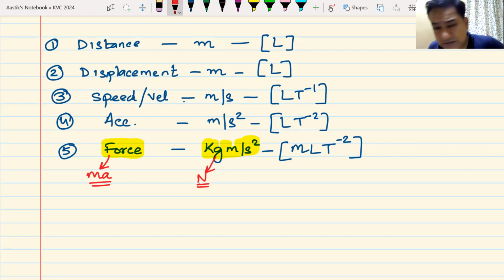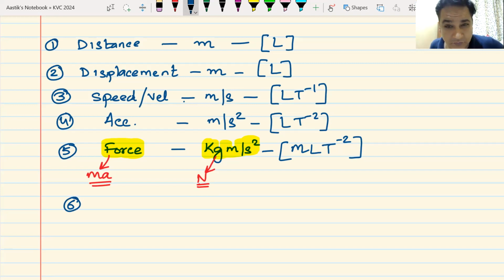We also have one CGS unit of force, which we'll discuss when we come to that. Let us now concentrate on SI units of force. Okay. Do you know any other quantities that you have heard about? Yes, tell me.